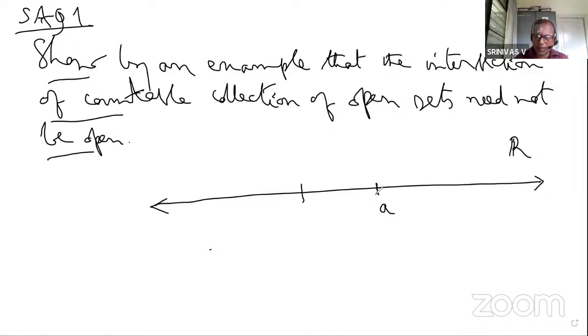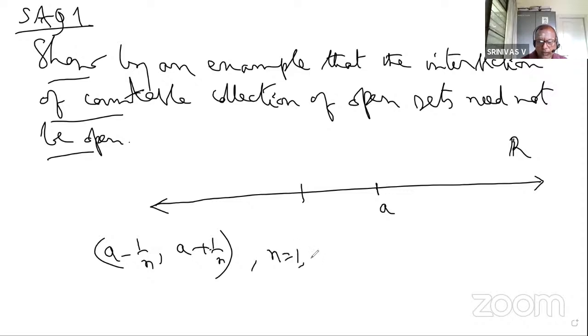So on the number line, I am taking a real number a. Around this real number, I will take a countable collection. How? I'll take the intervals a minus 1 by n and a plus 1 by n, where n is any natural number: 1, 2, 3, and so on.